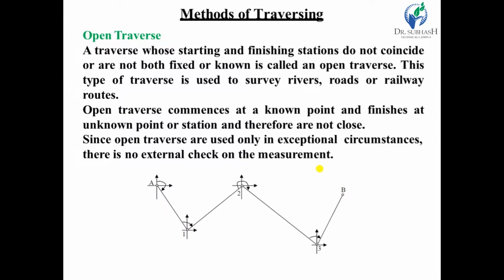Now, in the open traverse, the starting point and finishing point do not coincide with each other. We are seeing in that picture that point A and point B do not coincide with each other and there is no fixed boundary. It is called an open traverse. Open traverse commences at a known point and finishes at an unknown point or station, therefore it is not closed, yet it may cover a larger distance also.